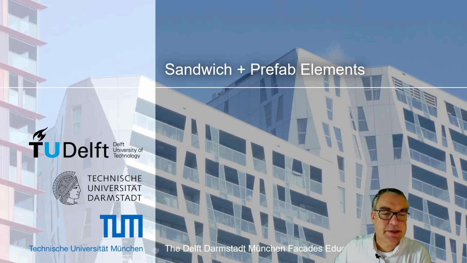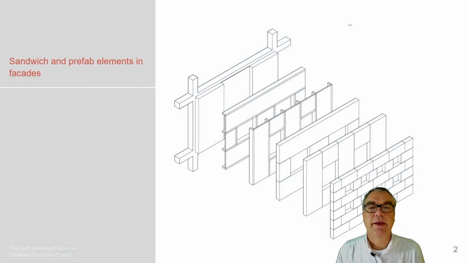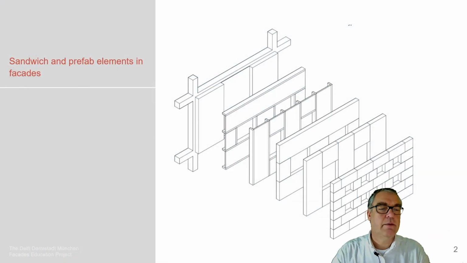This is lecture C05, sandwich and prefab elements. Here we're going to talk a bit about large-scale construction components being installed as facade elements. Typically, the main structure is still separate, and then the facade elements, either sandwiches or prefab elements, are installed in front of it.